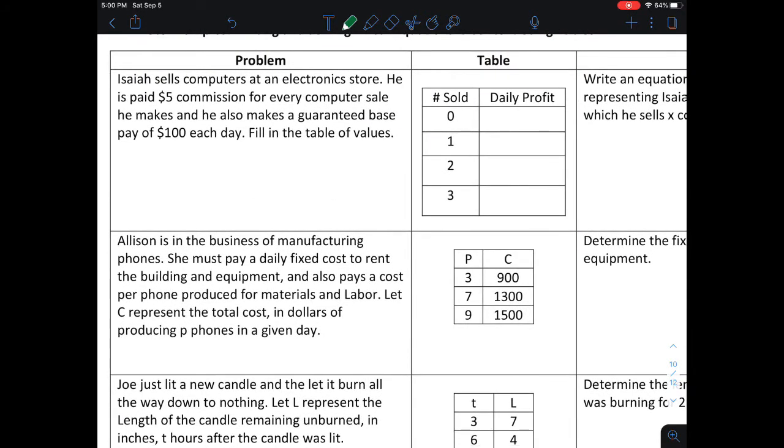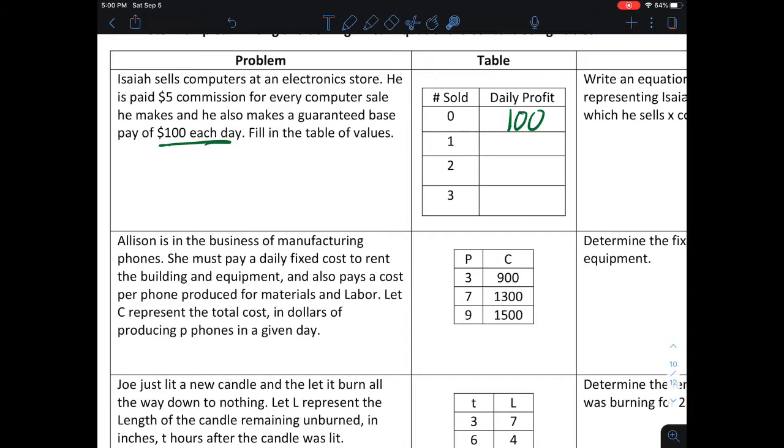He's paid $5 commission on every computer that he sells, and he's also guaranteed to make a base pay of $100 per day. So I want to fill in the table of values for how much money Isaiah is going to make. So if he sells 0 computers, his profit in this case is going to be what he's guaranteed to make of $100. So he makes $100. So he gets $100 no matter how many computers he sells.